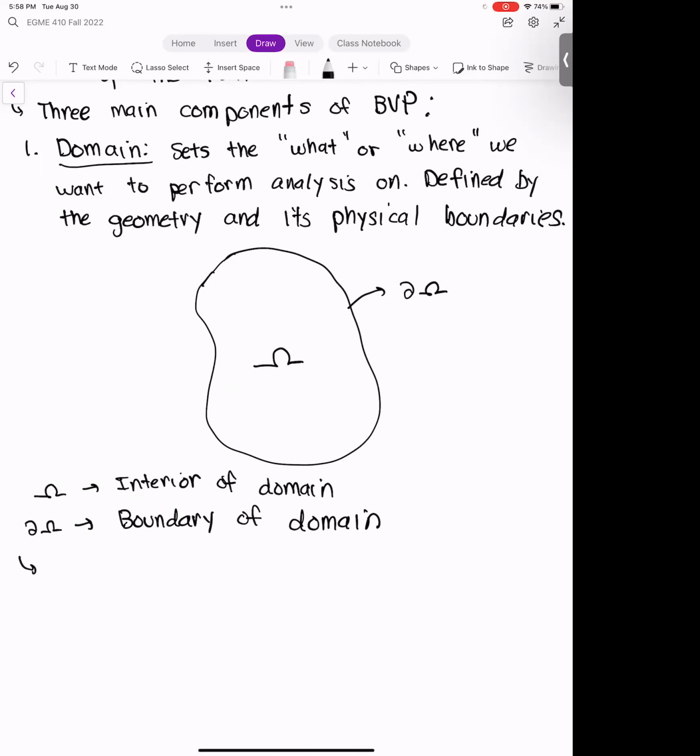This part might be obvious. Whenever you do an FEA, what you're starting with is always the CAD file, so your geometry is always set. But it's still good to think about, because whenever you're doing an FEA, you always have to ask yourself, what would make a good domain for the analysis that I'm trying to do. Okay.